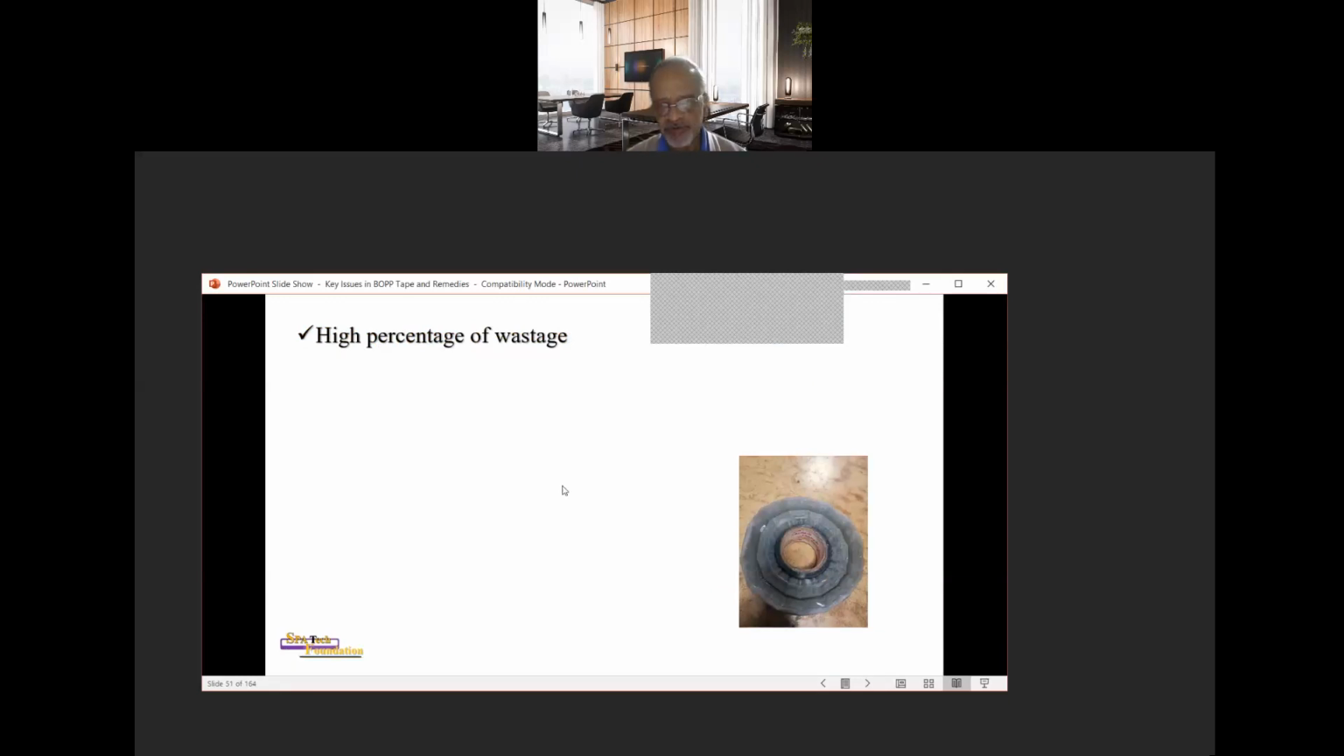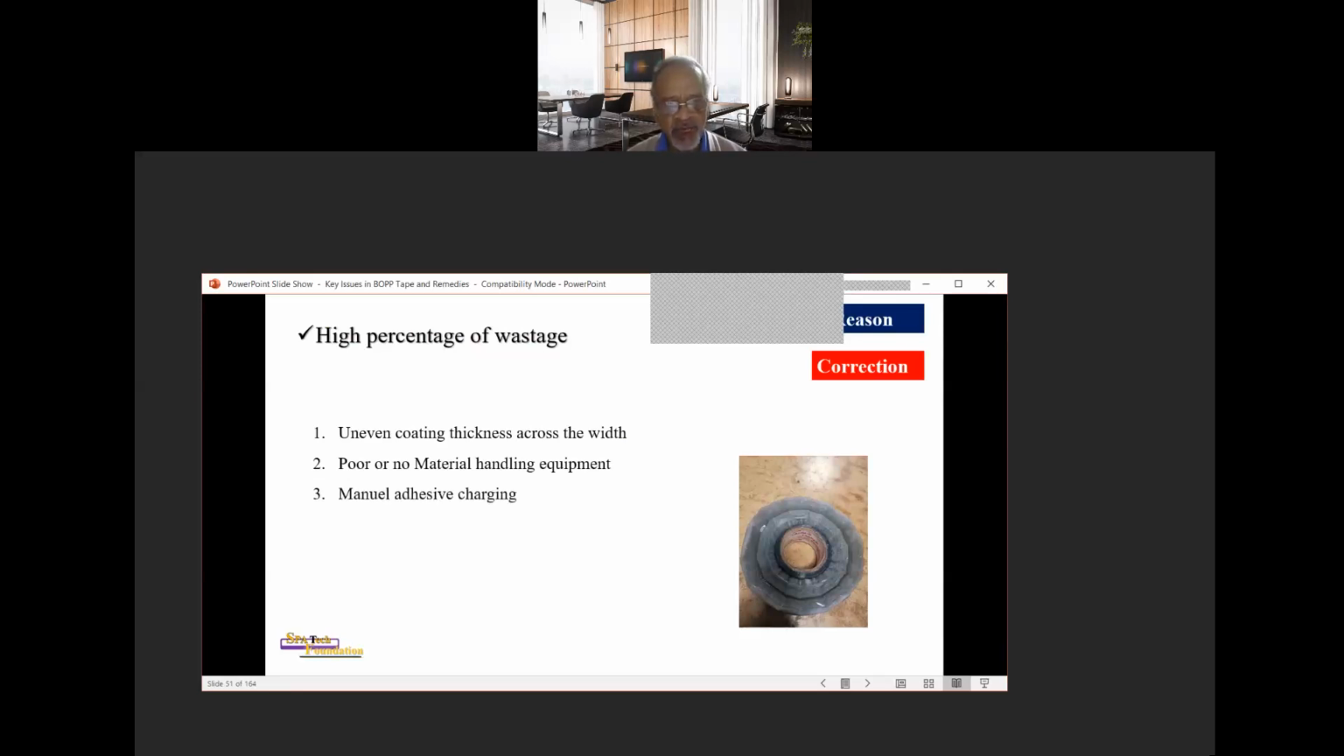High percentage of wastage. You can see a photograph here where the winding is not at all square, but it can be termed as telescope or shifted. Uneven coating thickness across the width is the main reason. Poor or no material handling equipment is another reason. Manual adhesive charging is one more reason for high wastage. Manual roll unloading or loading.